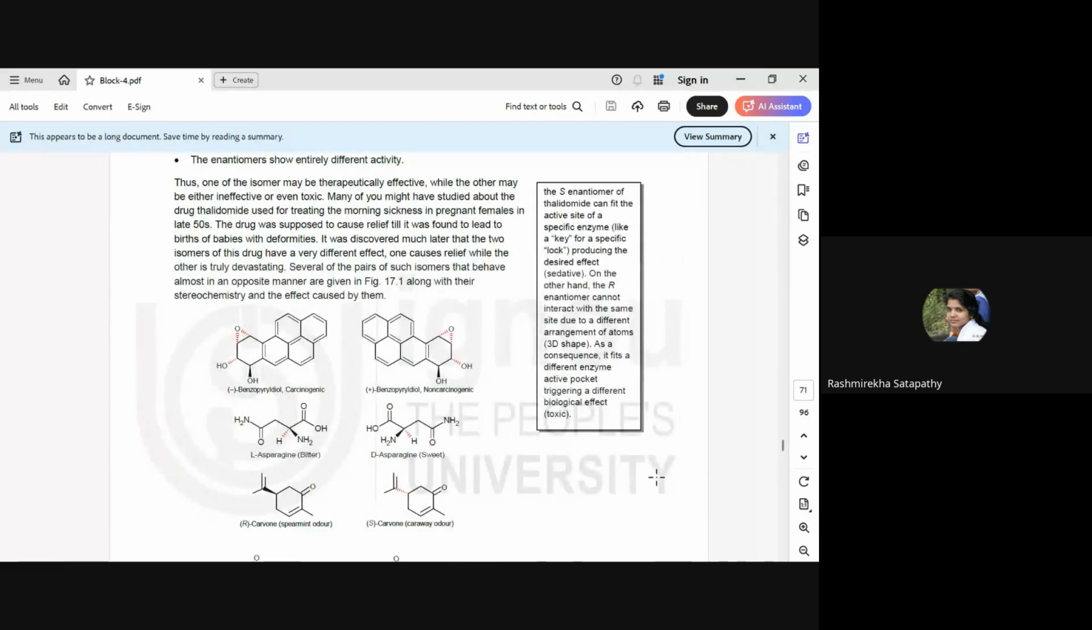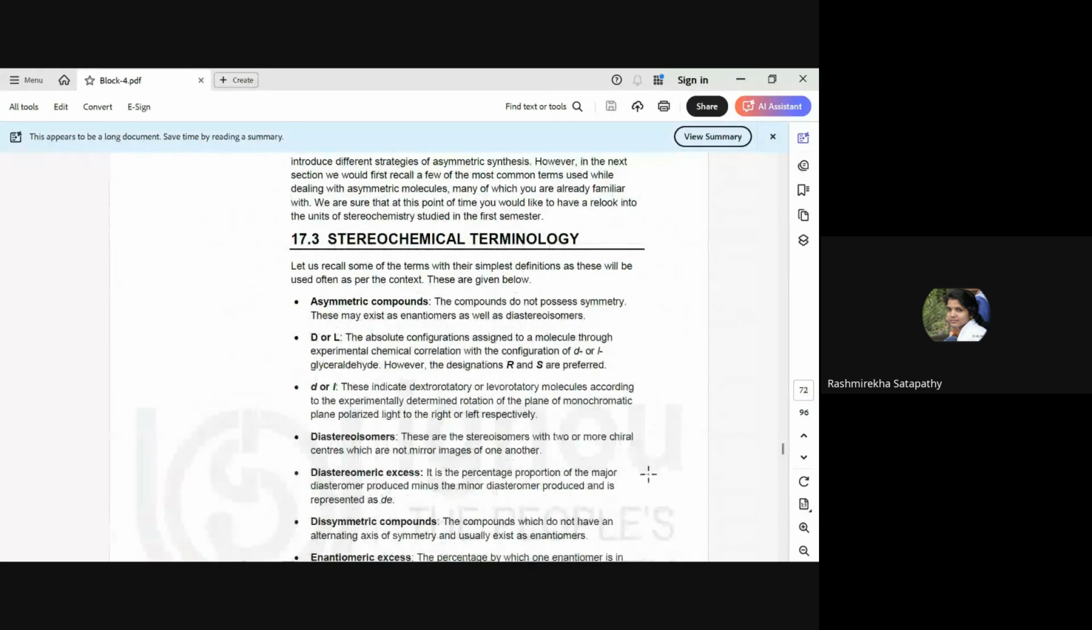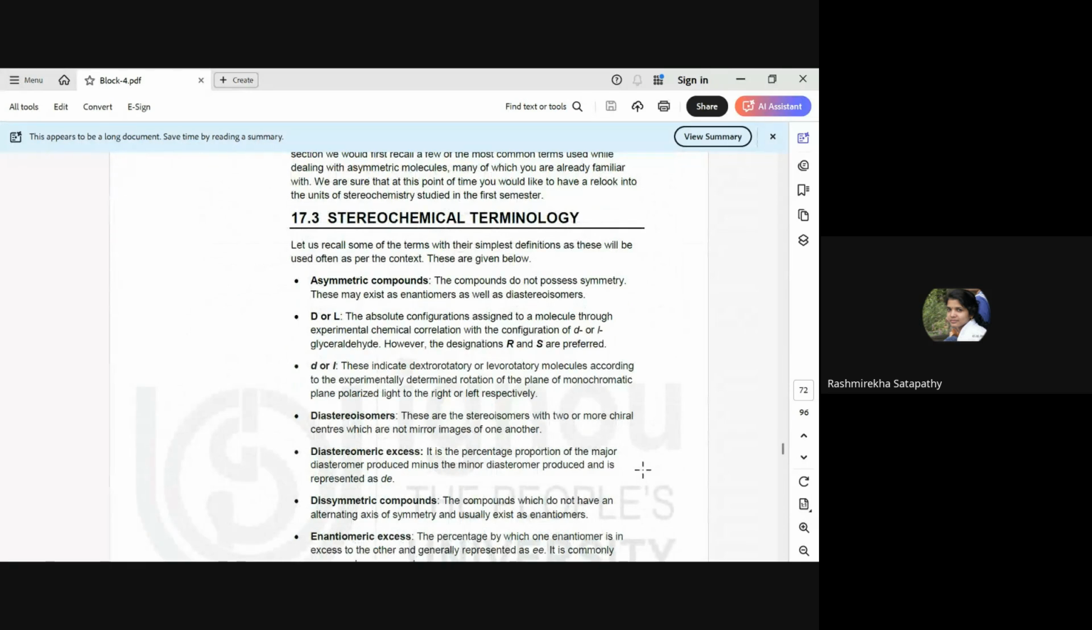So, stereochemical terminology. Asymmetric compounds don't possess symmetry. Organic compounds which do not have symmetry may exist as enantiomers as well as diastereomers. D or L, the absolute configuration assigned to a molecule through experimental chemical correlation, and R or S. D is for dextrorotatory, L is for levorotatory molecules, according to the experimentally determined rotation of plane polarized monochromatic light.